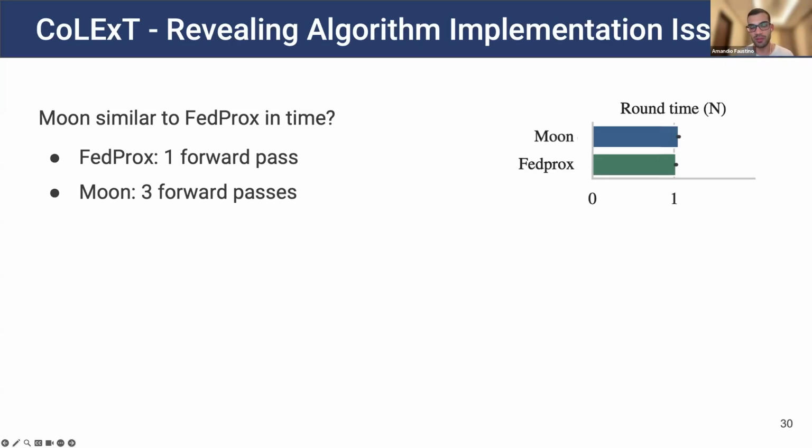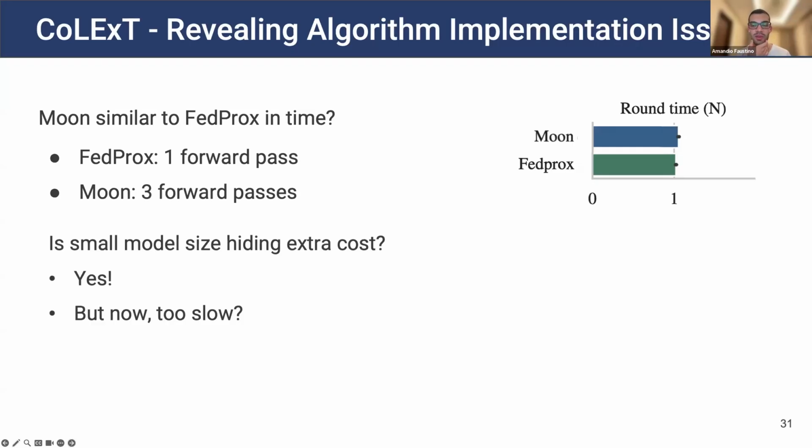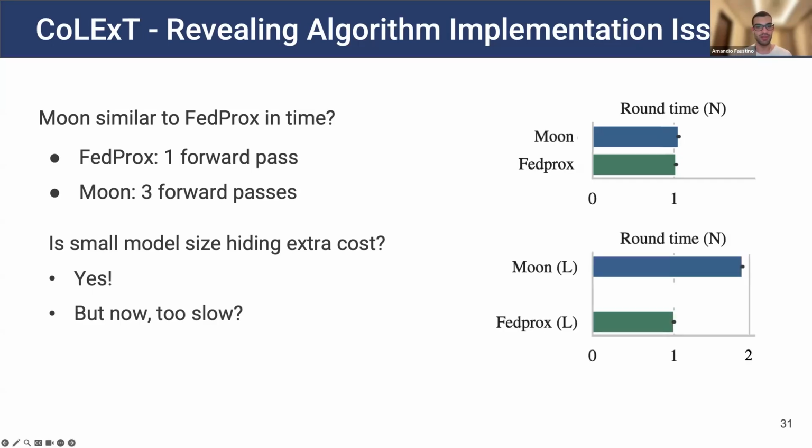However, when we look at the round times, these normalized times here, we don't see that it seems very narrow. And so this led us to think that potentially the issue is that we're not using a big enough model for these experiments. And the answer was yes, actually. But then the difference became too apparent, because if these are the only differences in the forward pass between the two approaches, now the difference is too large.